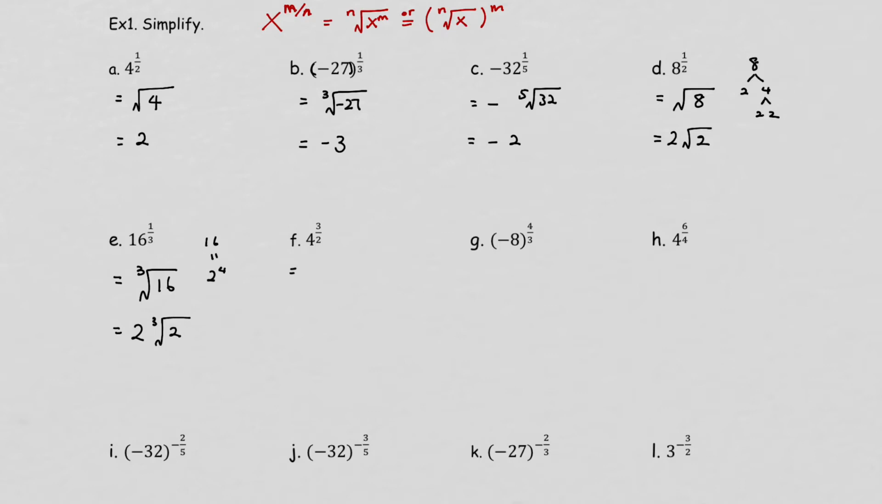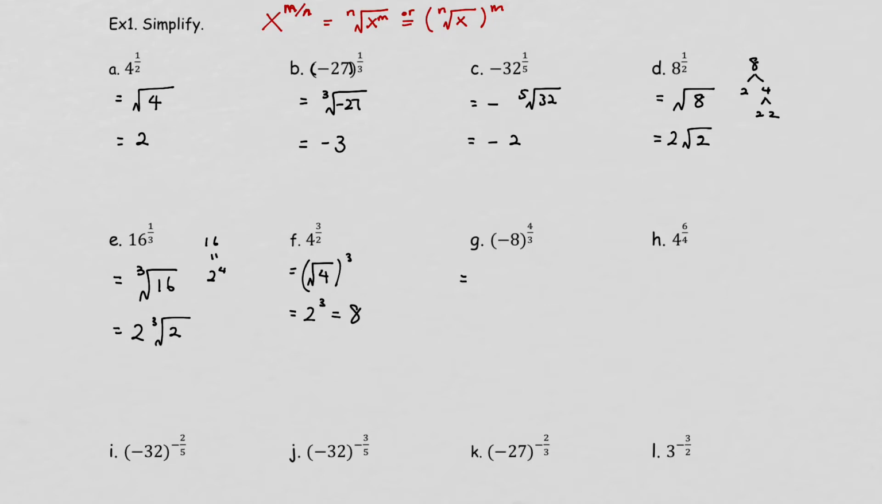This one, you have a power also. You have a cube. That's the power. That's the index of the radical. So this is going to be the square root of 4. And I know I can reduce the square root of 4 to become 2. So maybe I will use the power after I reduce the number, right? So this will give you 2 cubed, which is 8.